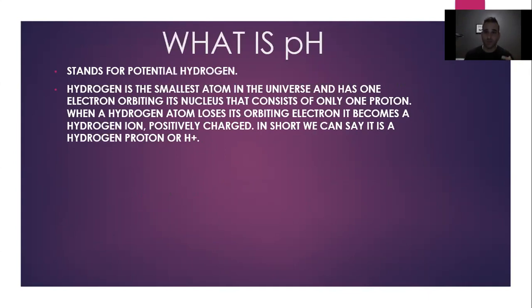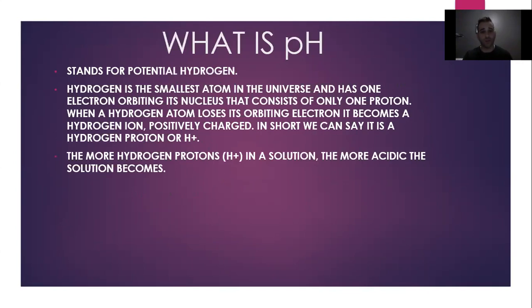Okay, and this concentration of H+ in a substance, these hydrogen protons, is what we're measuring when we're measuring pH. Okay, it's the potential of these hydrogen protons in a substance. Okay, the more hydrogen protons in a substance, the more acidic it's going to be. The less hydrogen protons, it's going to be more alkaline. Okay, and that's comparing it relative to neutral water.